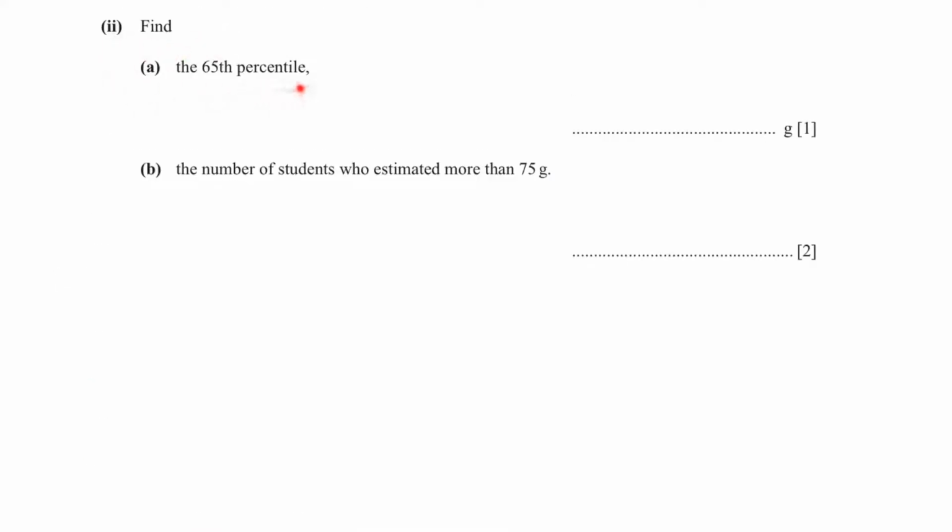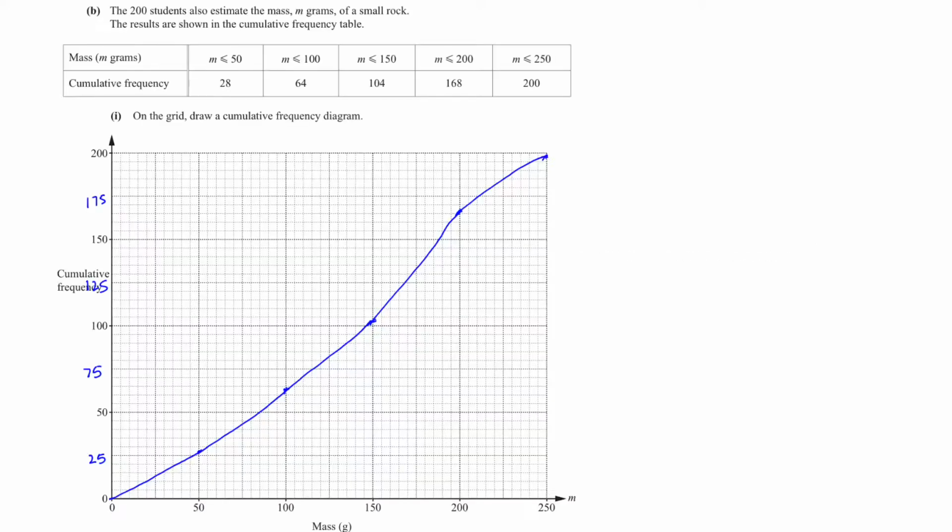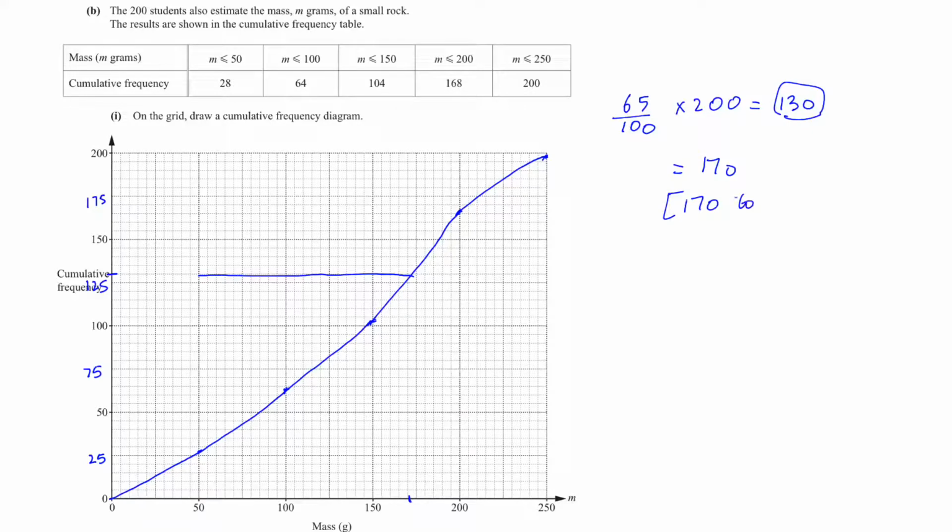In part 2, we have to find the 65th percentile. To find the 65th percentile, we have to find 65 percent of 200, which is 130. This is your cumulative frequency. That is here, 130. We have to find the corresponding mass. If you draw the line here, you will have 170 as your answer. So the 65th percentile is 170. You can have the answer between 170 to 175.